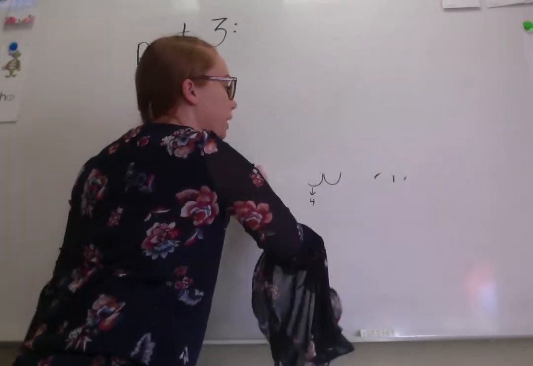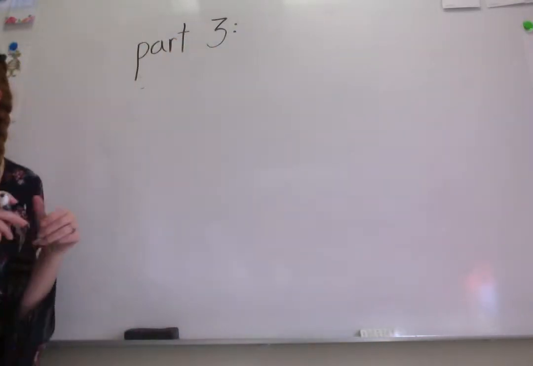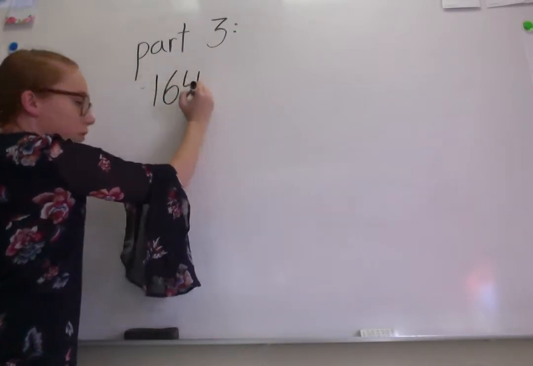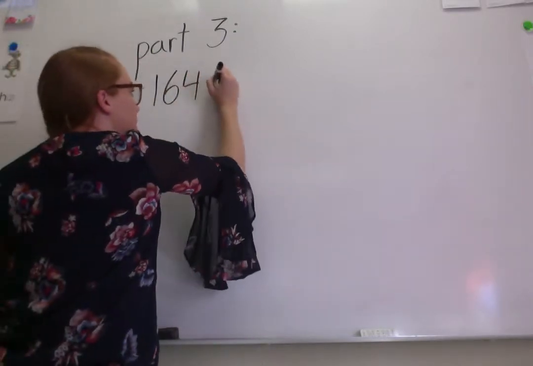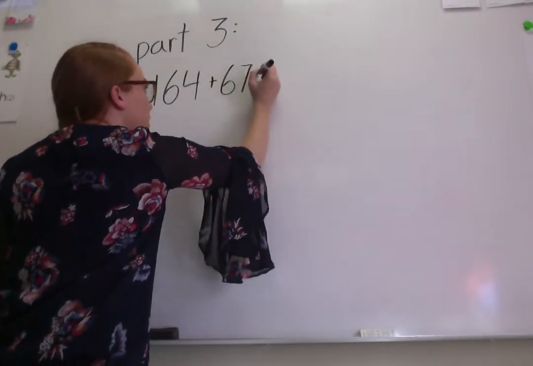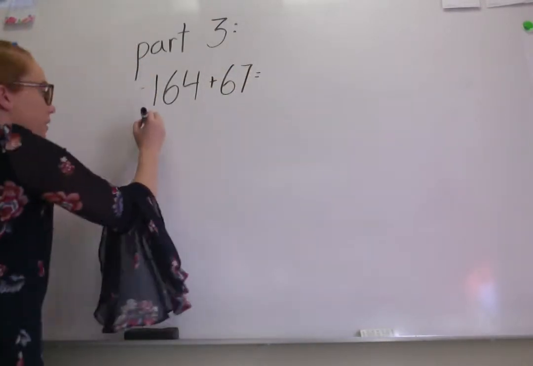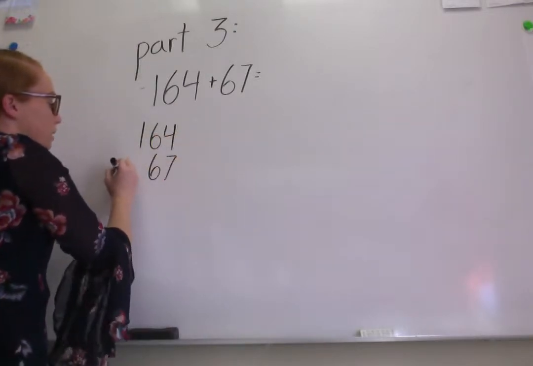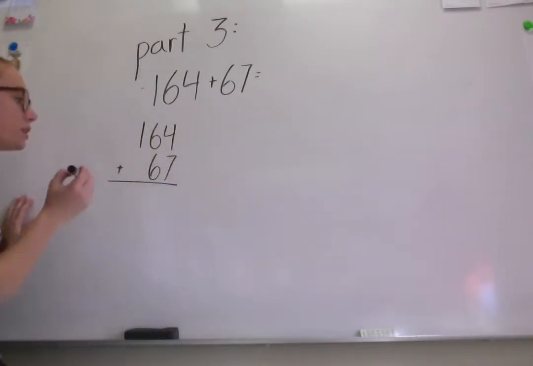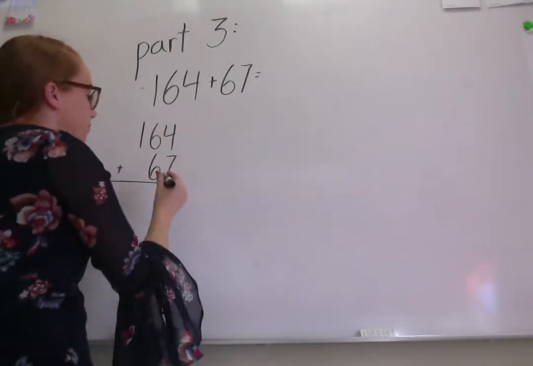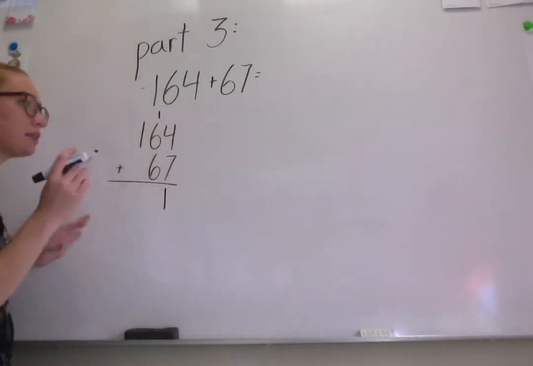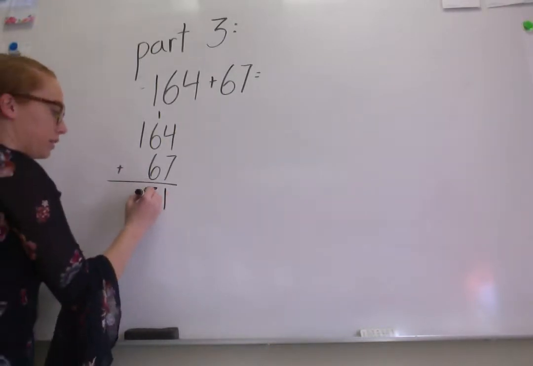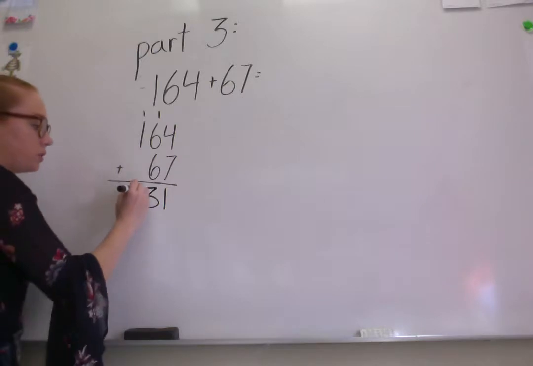All right, so the next practice problem, still on part 3, could be 164 plus 67. For this one, I choose to do vertical and picture. So first, my vertical, 164 plus 67. 7 plus 4, 7, 8, 9, 10, 11. 6 plus 6 is a doubles fact, it's 12. 12 plus 1 would then be 13. 1 plus 1 is 2.